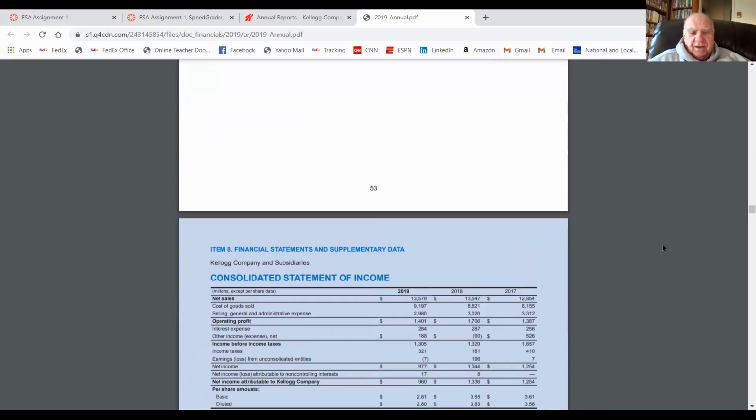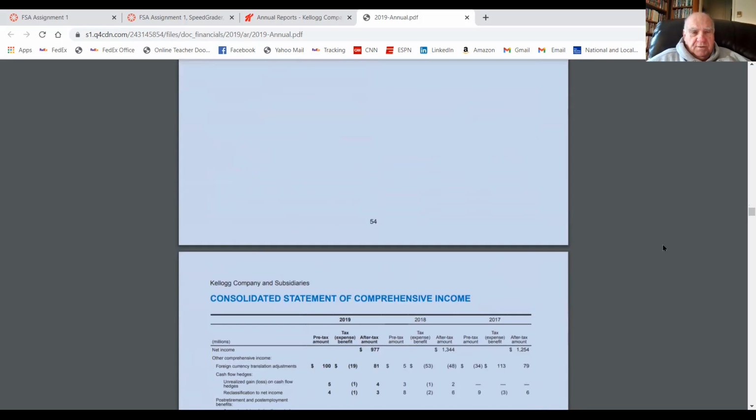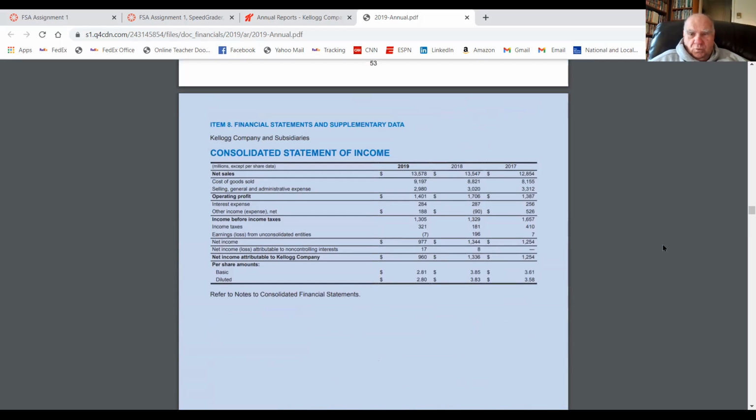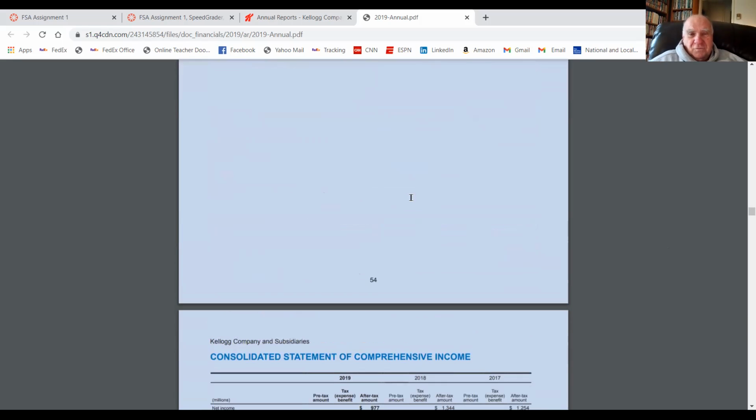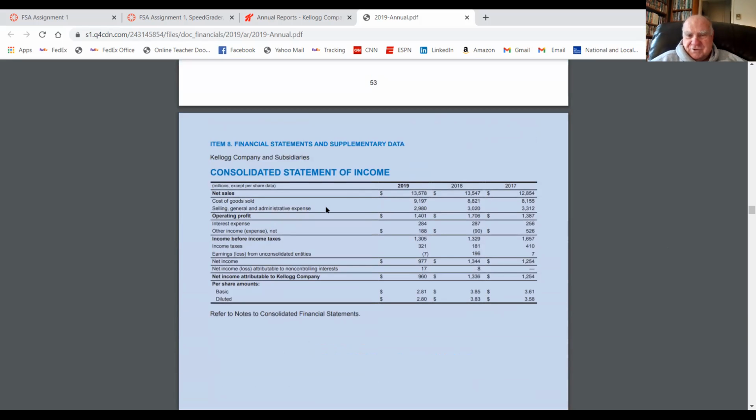Now, here are the exact financial statements. If you don't want to bother doing the multiplication, here it is on page 54. There's your information. For those of you who don't want to multiply 13,578 times 0.323 to get 2,980, whatever that number was. So here's your net sales. Here's your cost of goods sold. Subtract them to get the gross margin, and then subtract the operating expenses. So there it is, nice and neat.